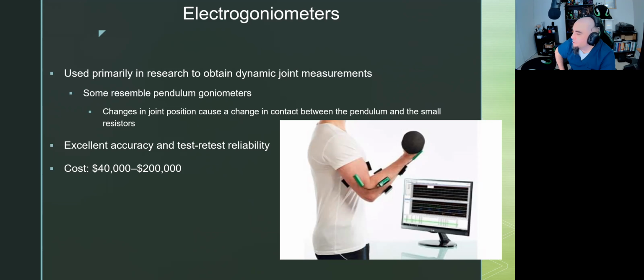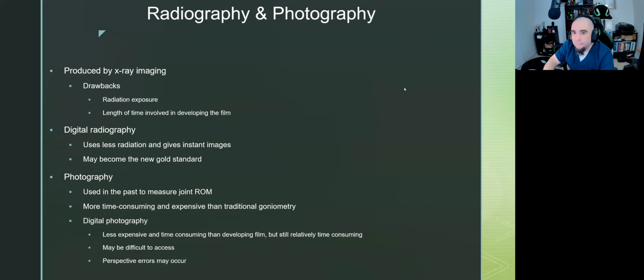It's not always the most useful, but it can be useful in certain conditions. And again, most of the time you're going to see these electrogoniometers in the condition where we're working with workers' comp. We can do radiography and photography for range of motion.